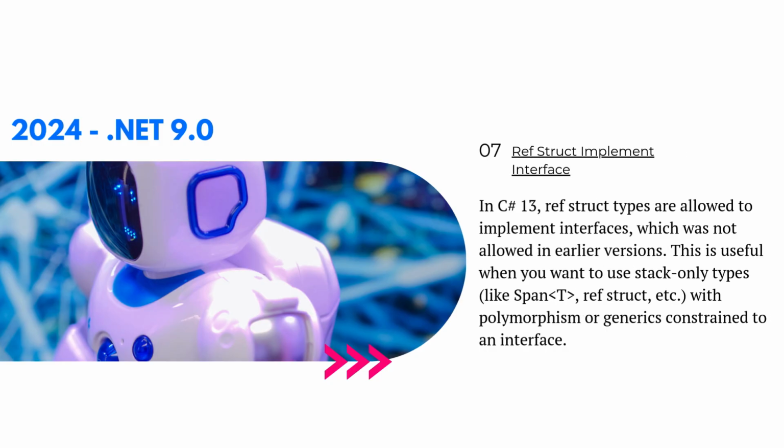In C# 13, ref struct types are allowed to implement interfaces, which was not allowed in earlier versions. This is useful when you want to use stack-only types, like Span<T>, ref struct, etc., with polymorphism or generics constrained to an interface.